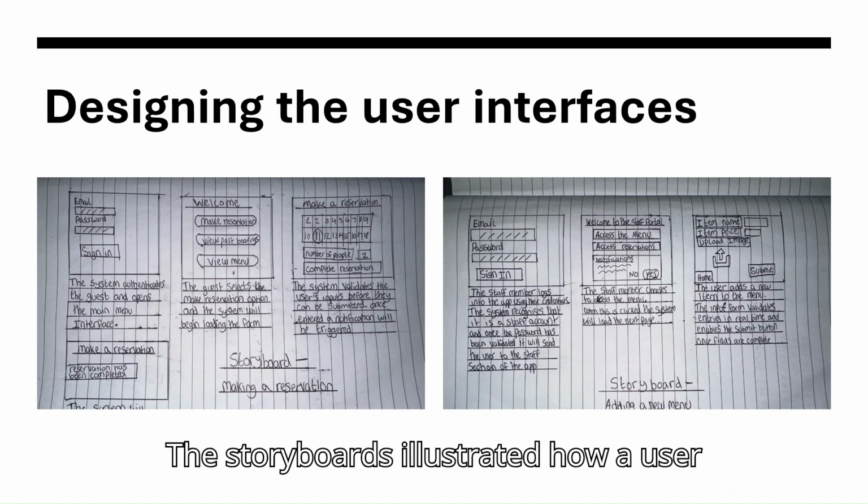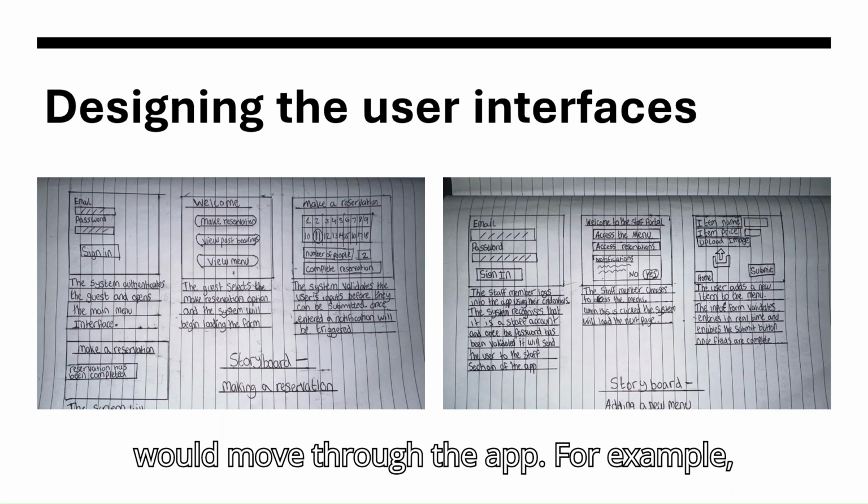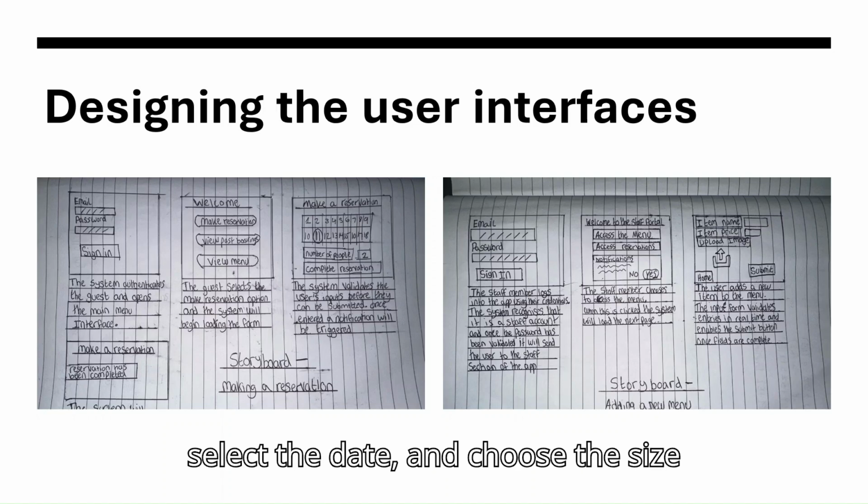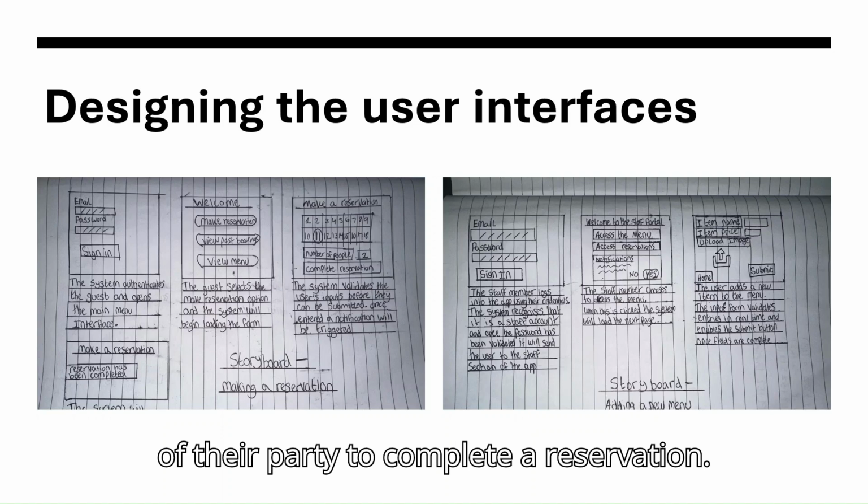The storyboards illustrated how a user would move through the app. For example, a guest would need to log in, select a date, and choose the size of their party to complete a reservation.